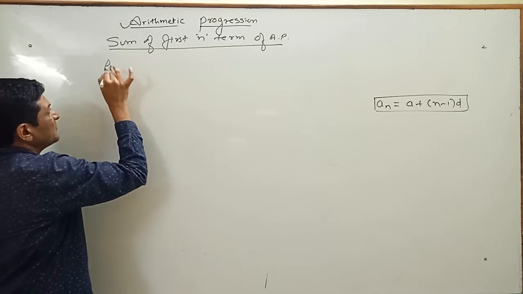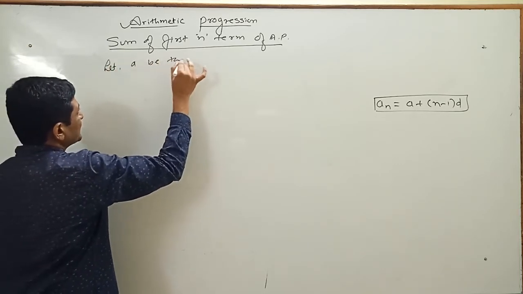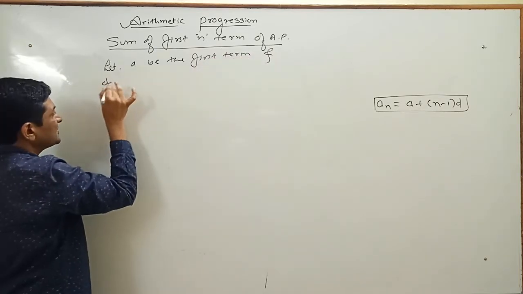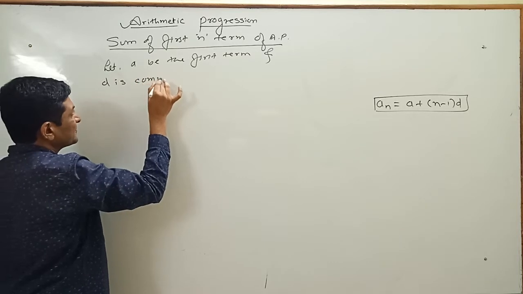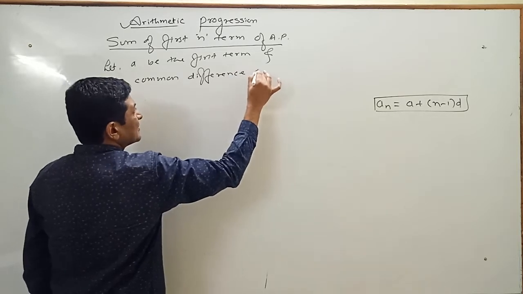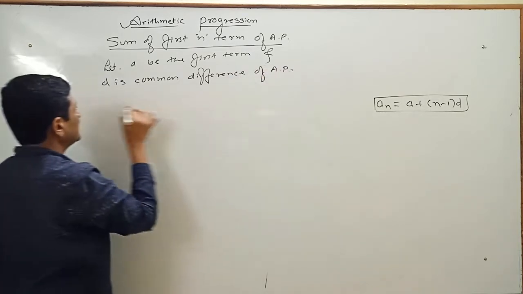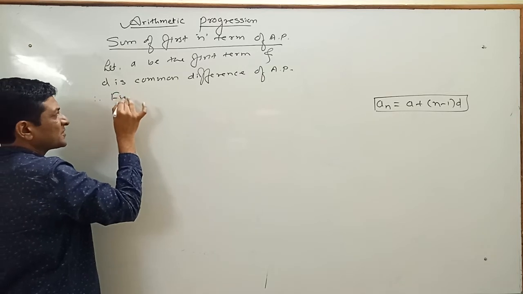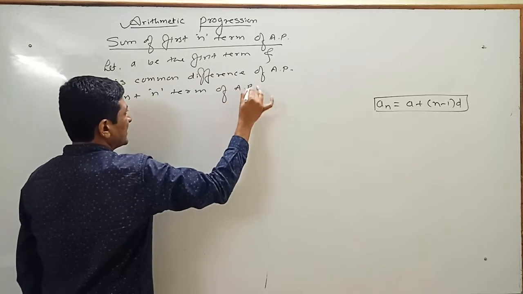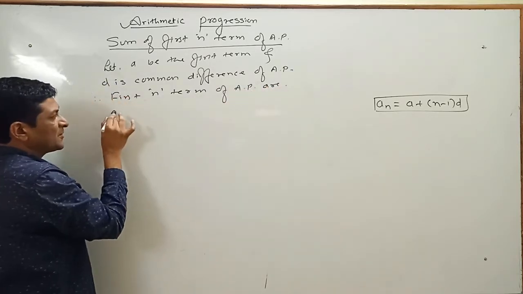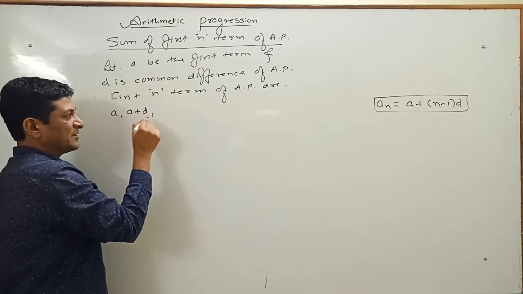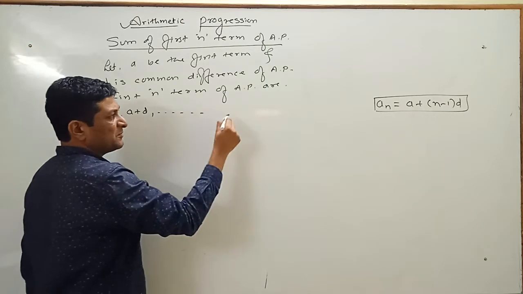So here we are denoting the first term. Let a be the first term and d the common difference of the arithmetic progression. Therefore, the first n terms of the arithmetic progression are as follows. The first term we have denoted by a. Already we know that to find the second term we add d to it, meaning a plus d. Continuing this way, what will the nth term be?